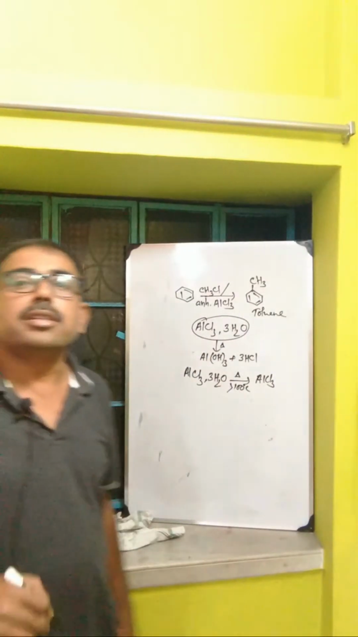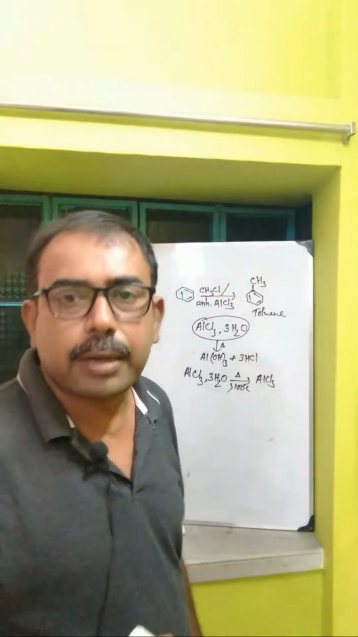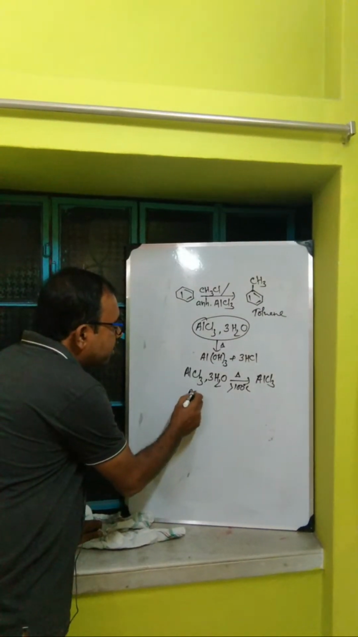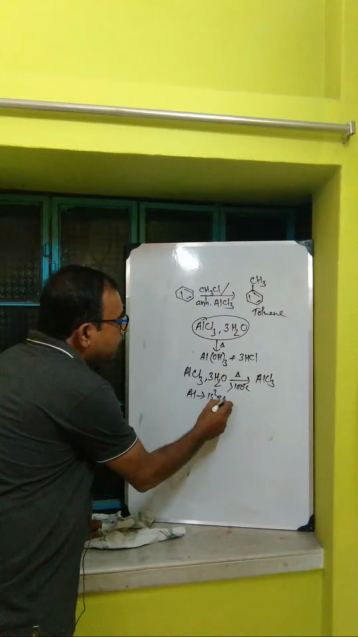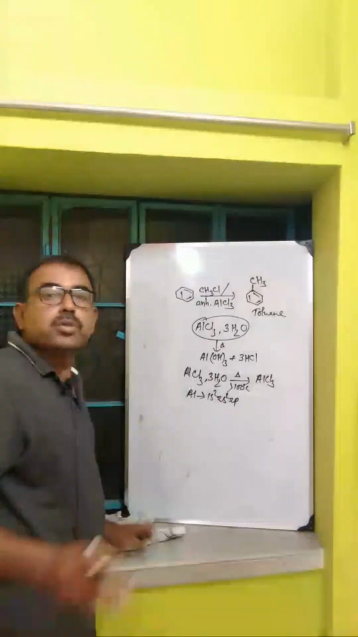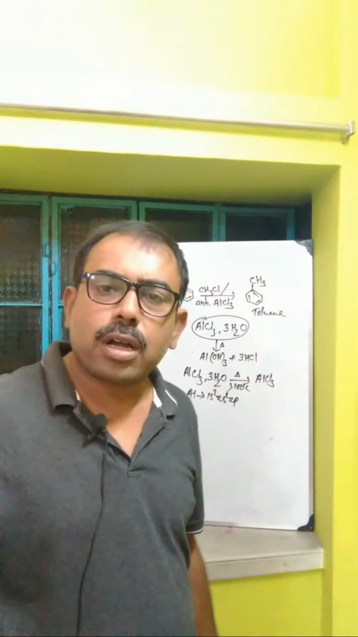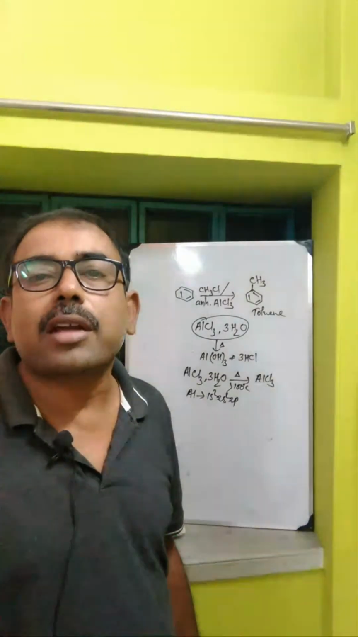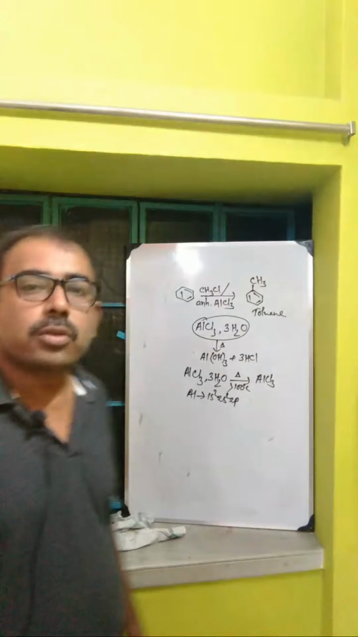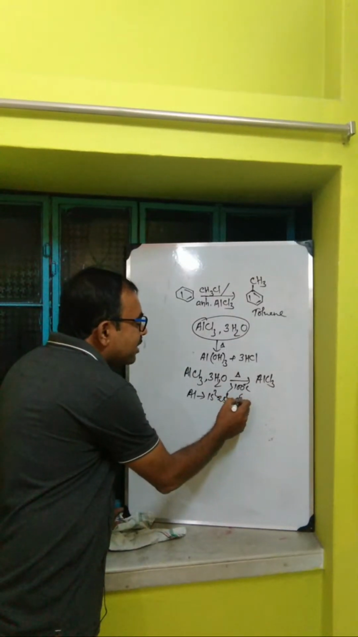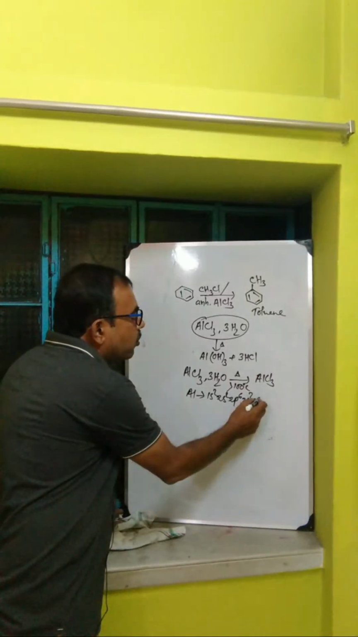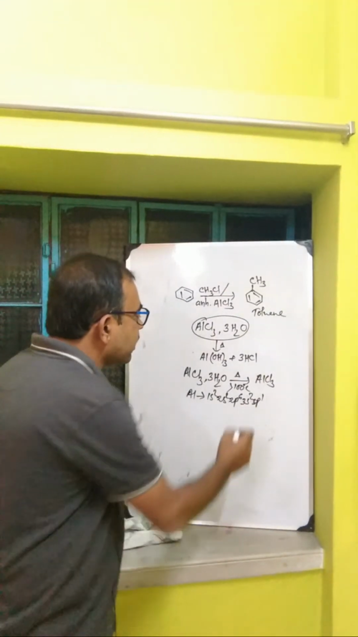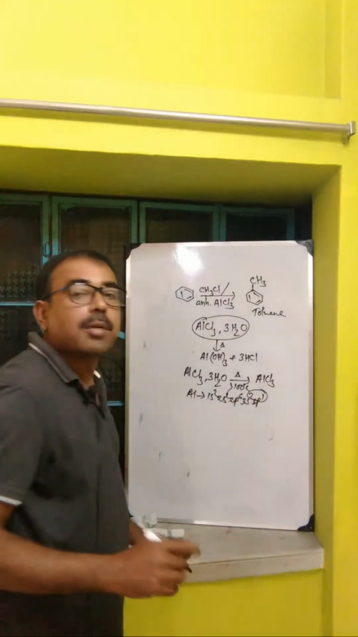Now we need to consider what is the role of aluminum chloride. Aluminum chloride is a Lewis acid. The electronic configuration of aluminum: hydrogen, helium, lithium, beryllium, boron, carbon, nitrogen, oxygen, fluorine, neon, sodium, magnesium, then aluminum. So the atomic number of aluminum is 13. So the configuration is 1s2, 2s2, 2p6, then 3s2, then 3p1. So the outermost shell of aluminum is the third shell, and all these 3 electrons present in the outermost shell are valence electrons.